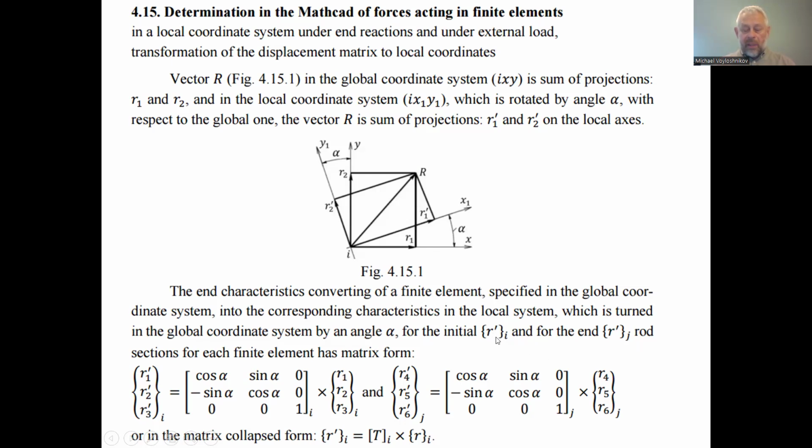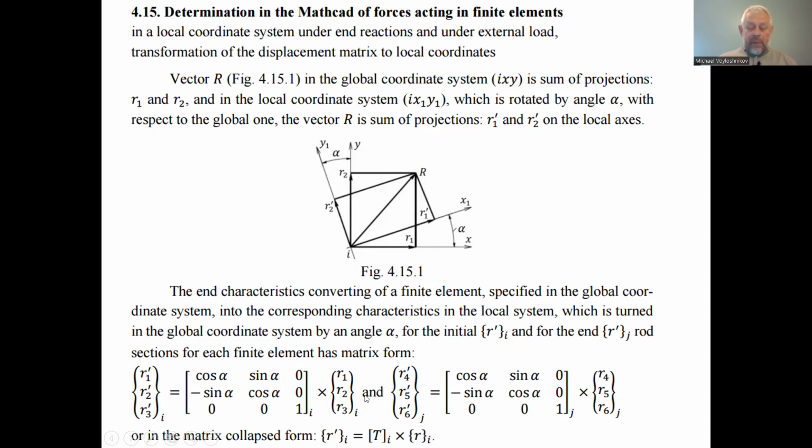The first end, or the beginning of the rod, has the coordinates r stroke I. This is a vector r stroke I. And the end has the coordinates r stroke j. So the vectors of the beginning of the rod are r1 stroke, r2 stroke, r3 stroke, with coordinate I, and the end is r4 stroke, r5 stroke, r6 stroke, with coordinate j.